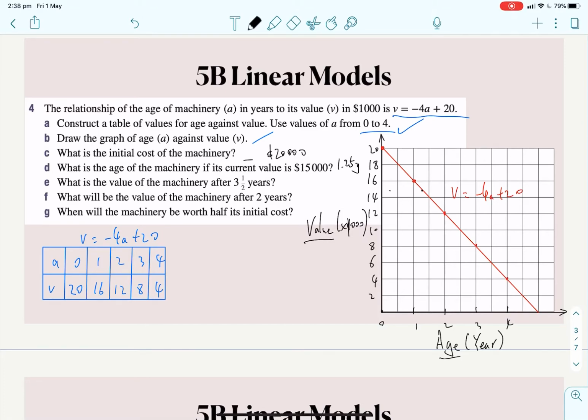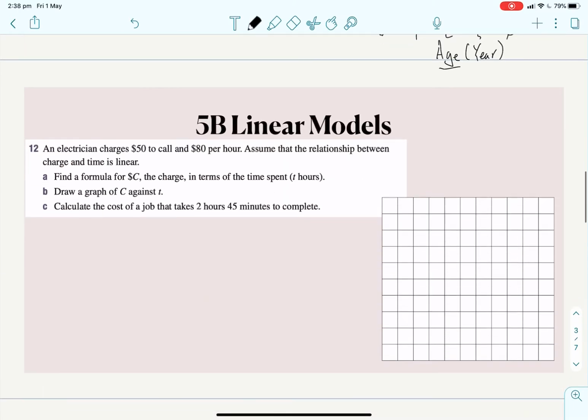The value of the machine at 3.5 years: 3.5 is this one. It looks like 6,000. The value after 2 years is 12, so 12,000. Okay. When will the machine be worth half? Half of 20 is 10, so that is 2.5 years. Mostly you just read off the graph as long as you get the graph right. Okay, let's move on.